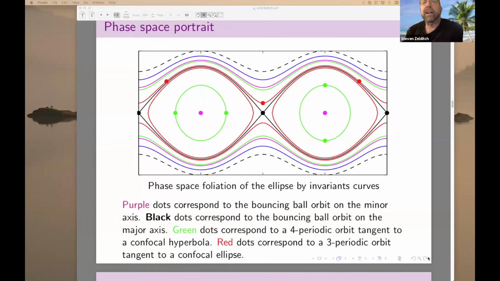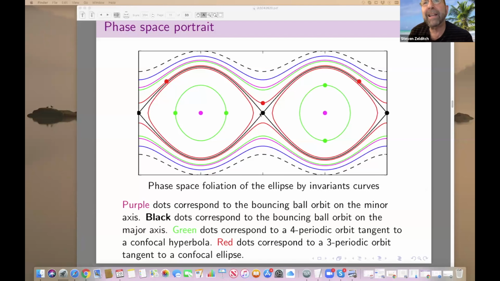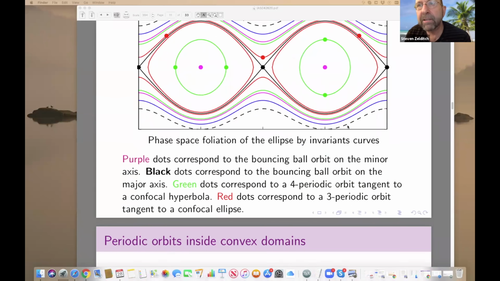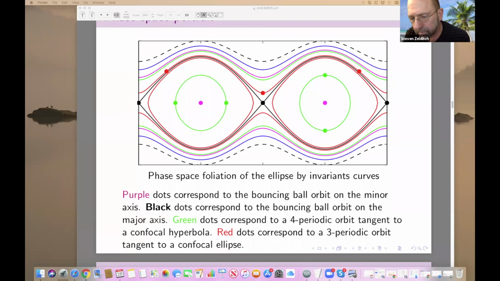Okay. So the black dots here correspond to the major axis, and the red dots, the ones outside, correspond to the ones with elliptic caustics. And you can find a 3-periodic orbit tangent to a confocal ellipse. Okay, so do you have the picture straight? Everybody got the picture straight? Just to be clear, this whole discussion is for the integrable ellipse. This is all for the ellipse.